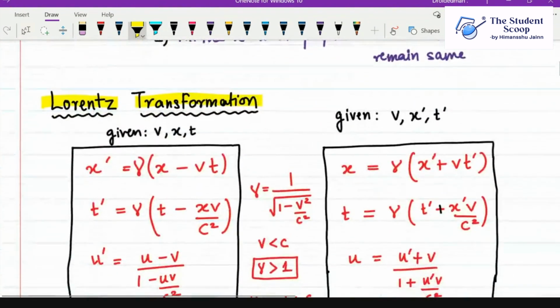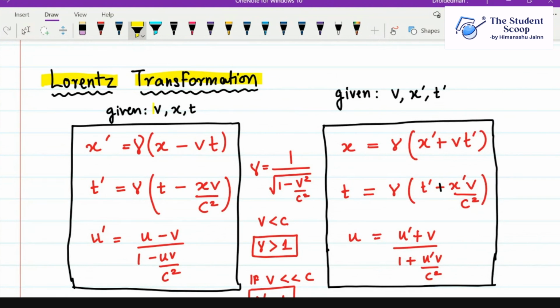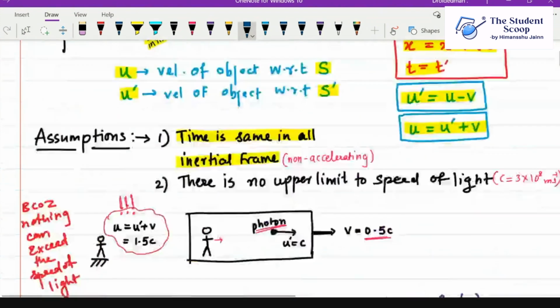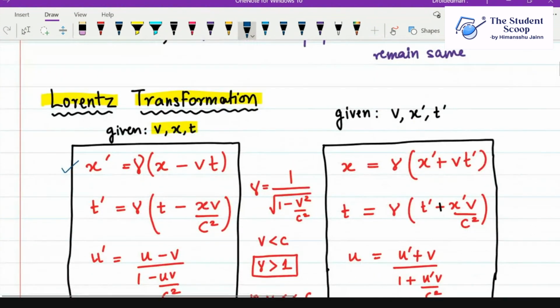So imagine you are given v, x, and t. If these variables are given, then we can determine the x dash variable, like x minus vt. It is the same as Galilean transformation, where x dash is x minus vt, but here there is a gamma factor. This is a gamma factor.